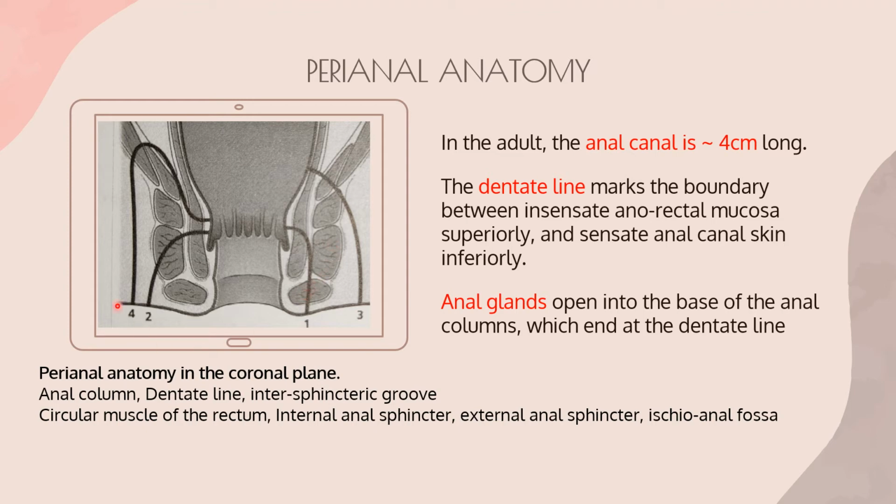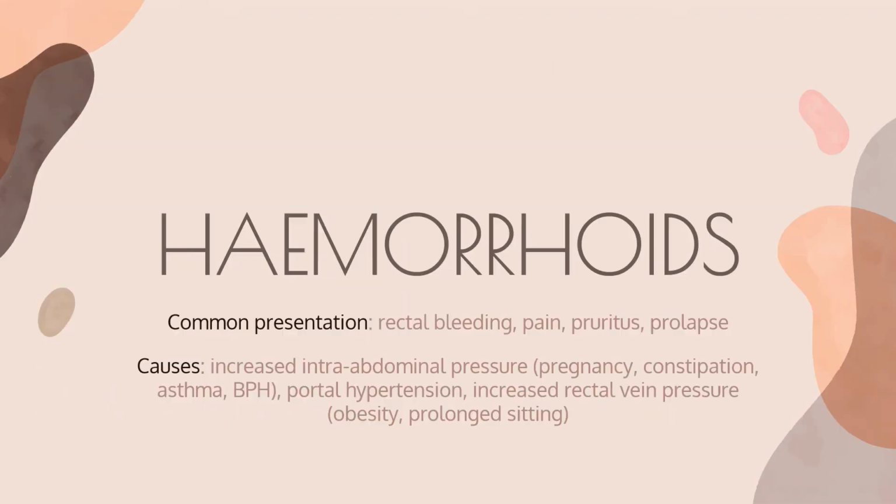At the side, we have the ischioanal fossa, which is a fat-filled space outside the external anal sphincter, bounded laterally by the ischial tuberosities. And in between the internal and external sphincter, we have this intersphincteric groove.